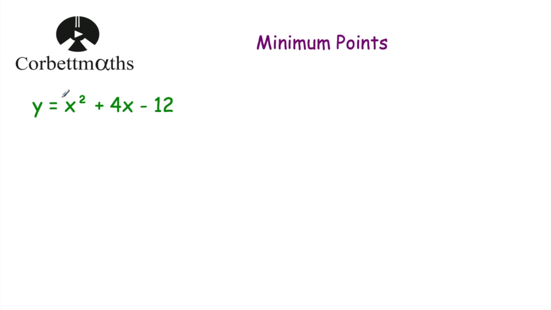You can use completing the square to find the coordinates of that point. Okay, so let's have a look at this graph, y equals x squared plus 4x minus 12, and let's use completing the square to find the coordinates of the turning point of that graph, the coordinates of that minimum point. Okay, so let's do completing the square to begin with.